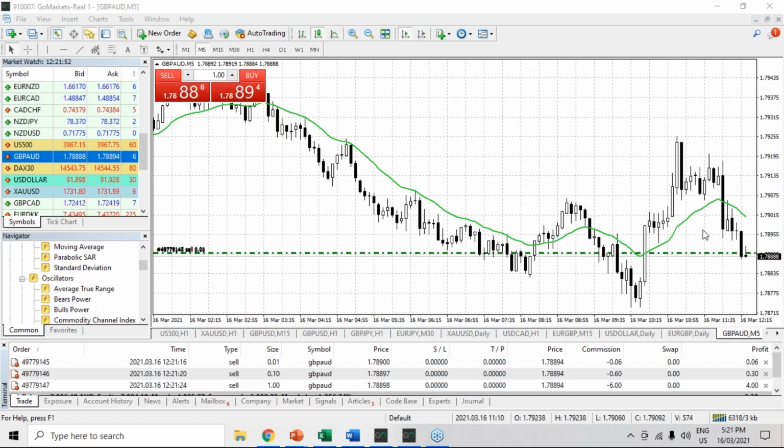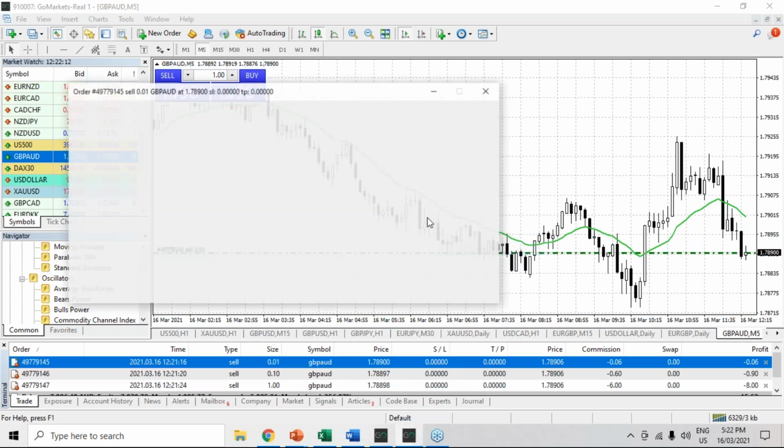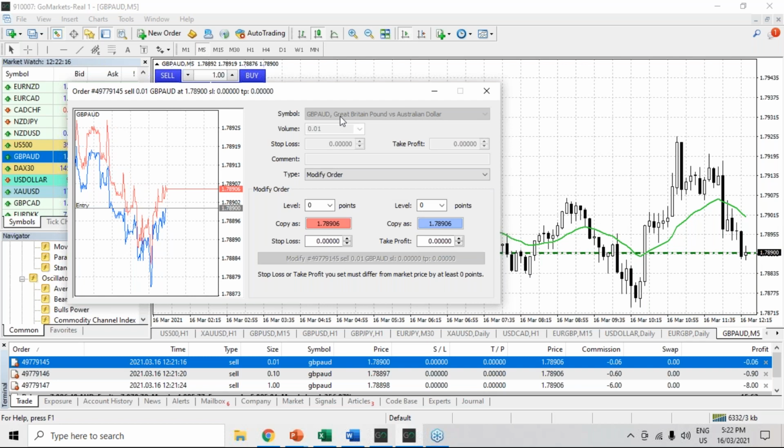We're also going to cap a loss on all of these trades. We entered at 178.90, 178.89, 178.89, so pretty close together, a pip difference. So we're going to modify and place what's called a stop loss. We're going to place this at 179.01.